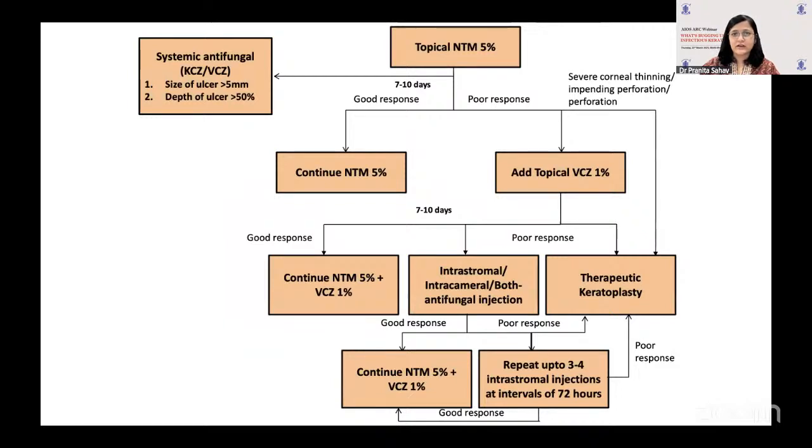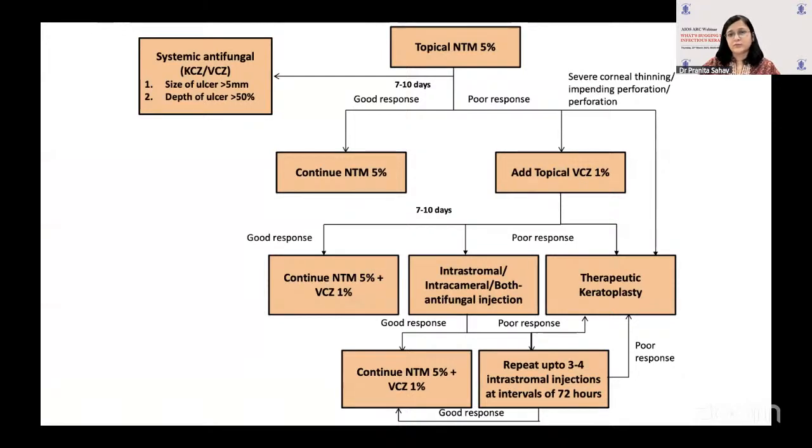Any patient of fungal keratitis that presents is started with only topical natamycin. Only if the ulcer size is more than 5 millimeter or more than 50% depth, that is when systemic antifungals are added. And if in 7 to 10 days there is good response, then only natamycin is continued. However, if there is poor response at 1 week, topical voriconazole can be added. And again, for 1 week, the response is looked at. If there is good response to the combination therapy, that is continued till there is clinical resolution.